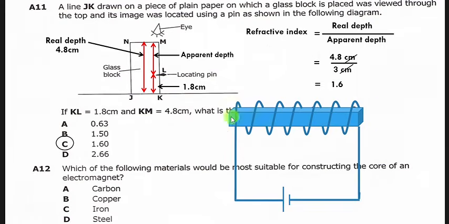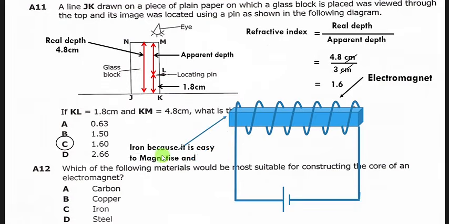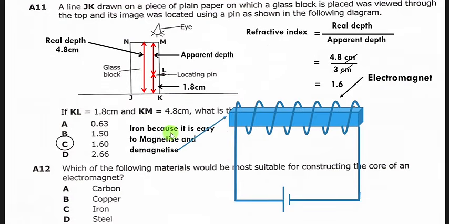There are two substances that we put here: either iron or steel, something which is magnetic. So when you put something here and the current passes like that, then this whole thing becomes an electromagnet. All right, so then we are saying iron, because according to the question, which of the following materials would be most suitable for constructing the core of an electromagnet? Iron is easy to magnetize and demagnetize.